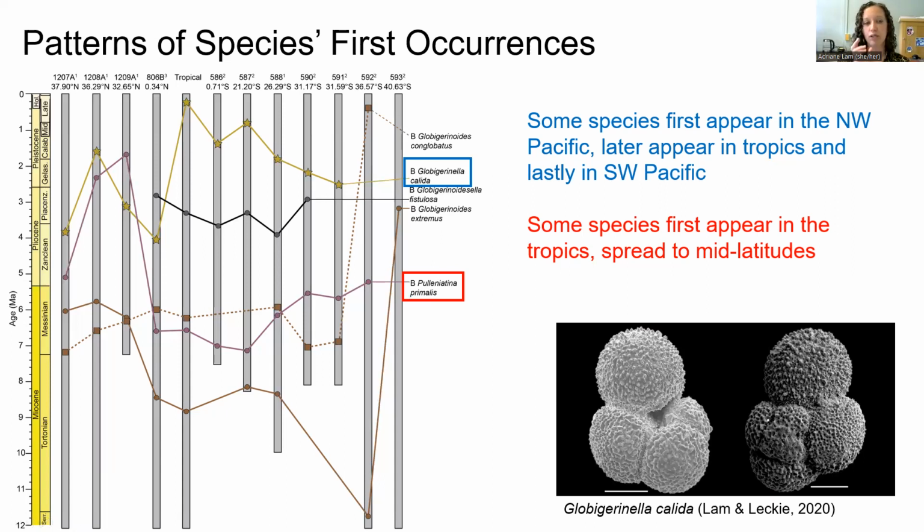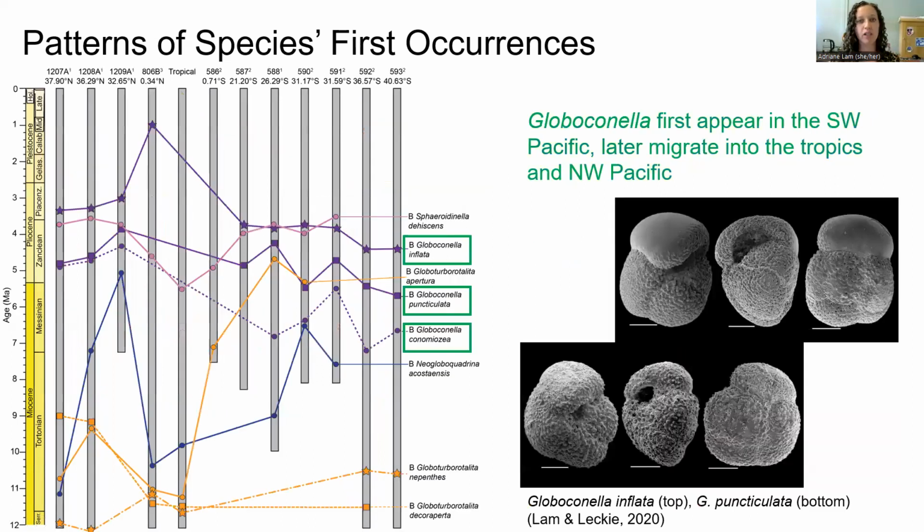This dispersal style, where it appears first in the Northwest Pacific, is actually very uncommon in this data set. There are also species such as Polyneatina primalis that appear first in the tropics. So here's our tropical site that's appearing here first, and then later migrate into the southern hemisphere and into the northern hemisphere. So we have this kind of occurring in the tropics and then going to the mid-latitudes.